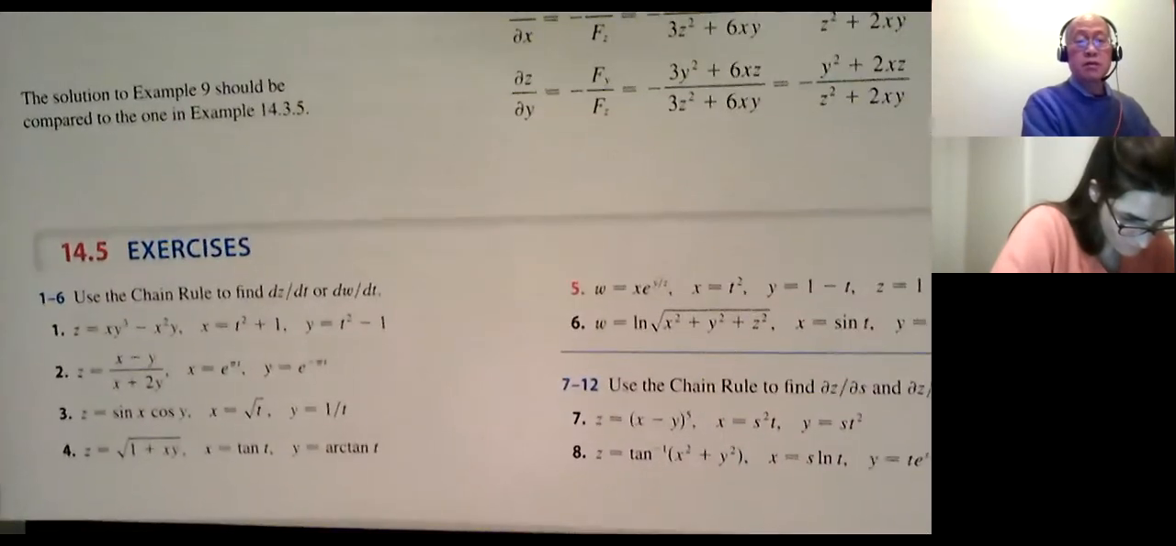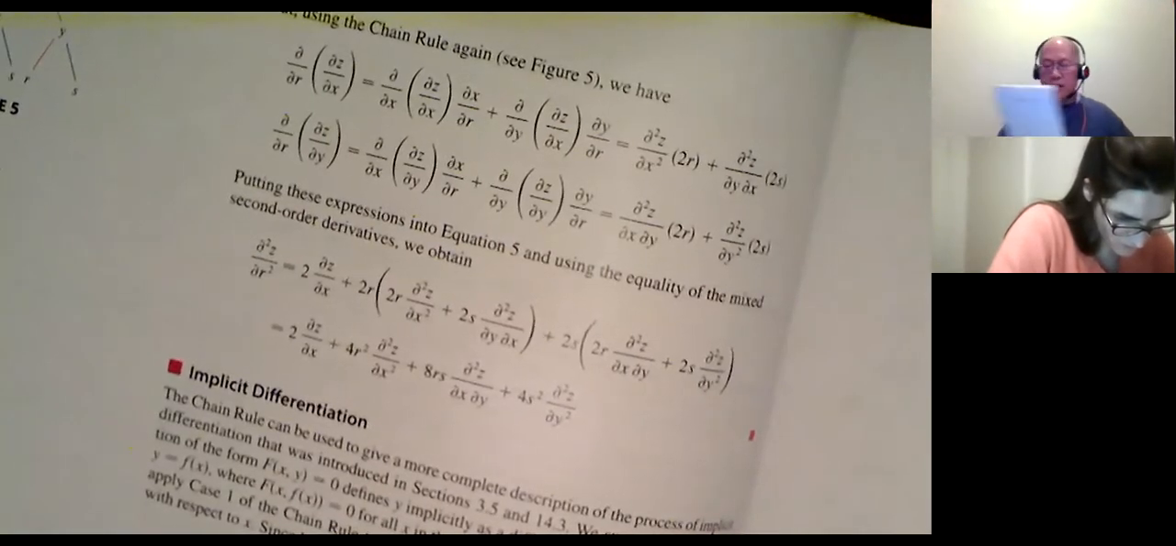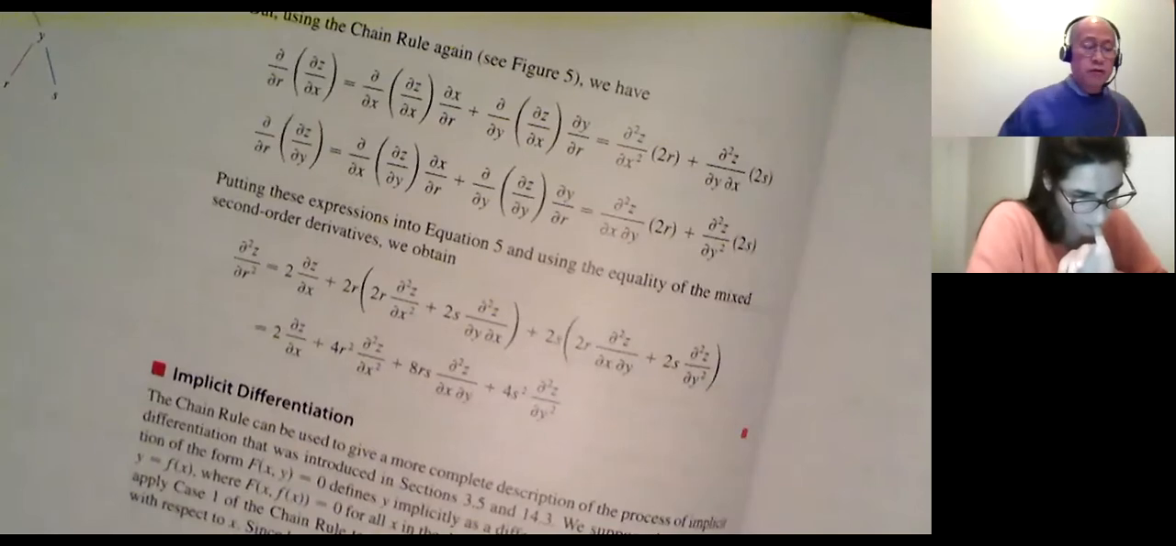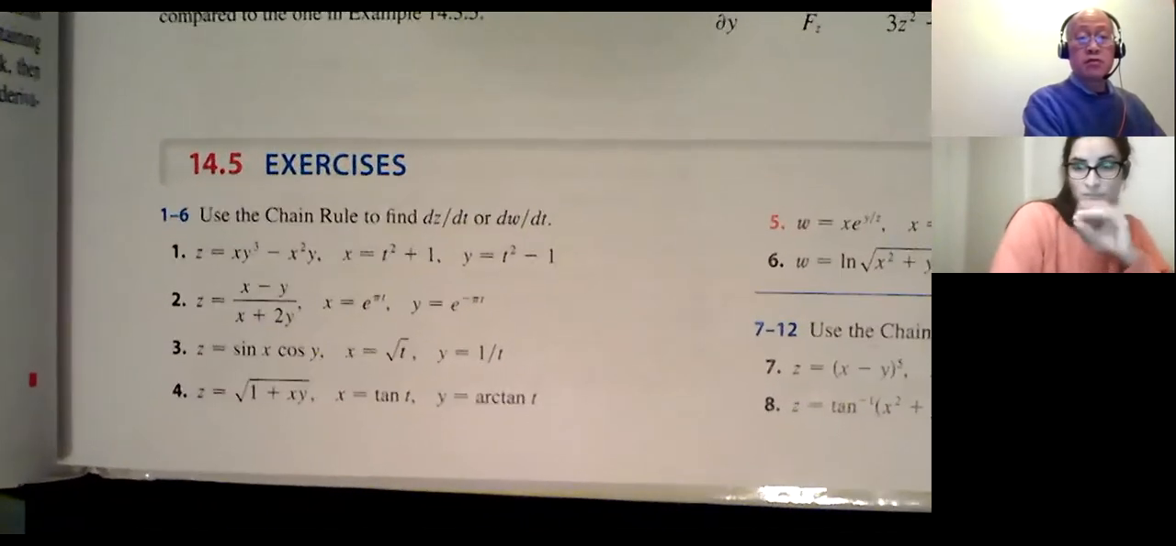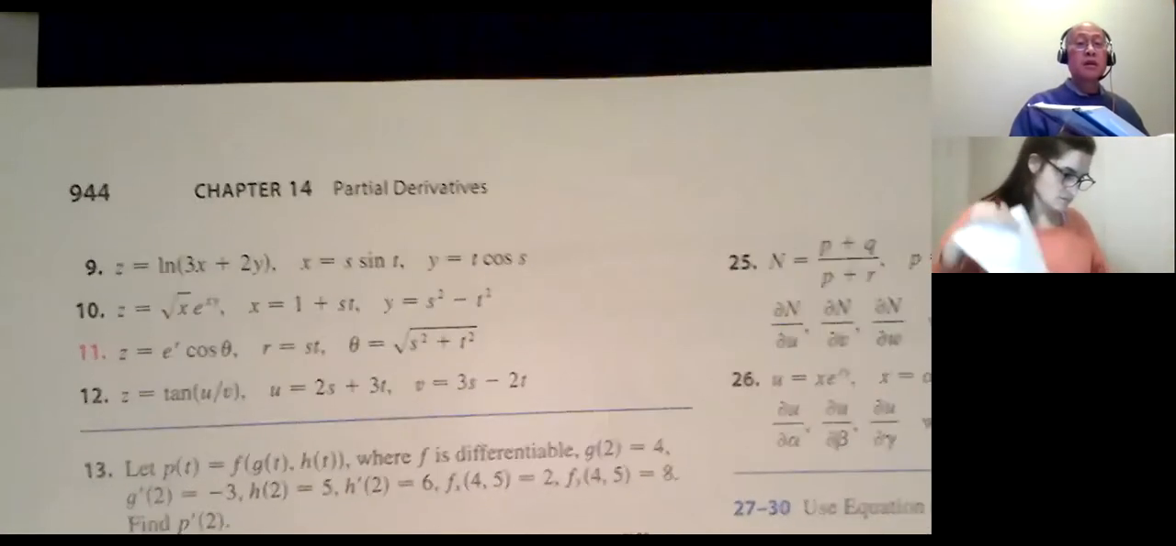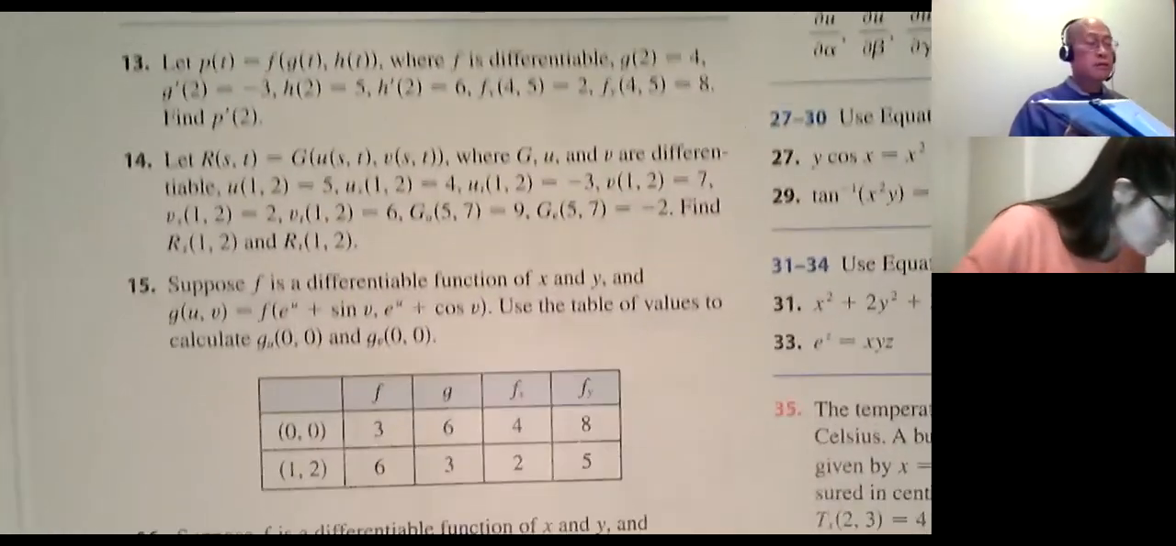All right, so we're going to do some of this stuff. Use the chain rule to find the corresponding derivatives. So 14.5, 1 to 11, 21 to 35 odd. For those of you that don't have the book and aren't getting it, page 943. There's 1 through 4, 5 through 8. Next page, 9, 10, 11, 12, 13, 14, 15.